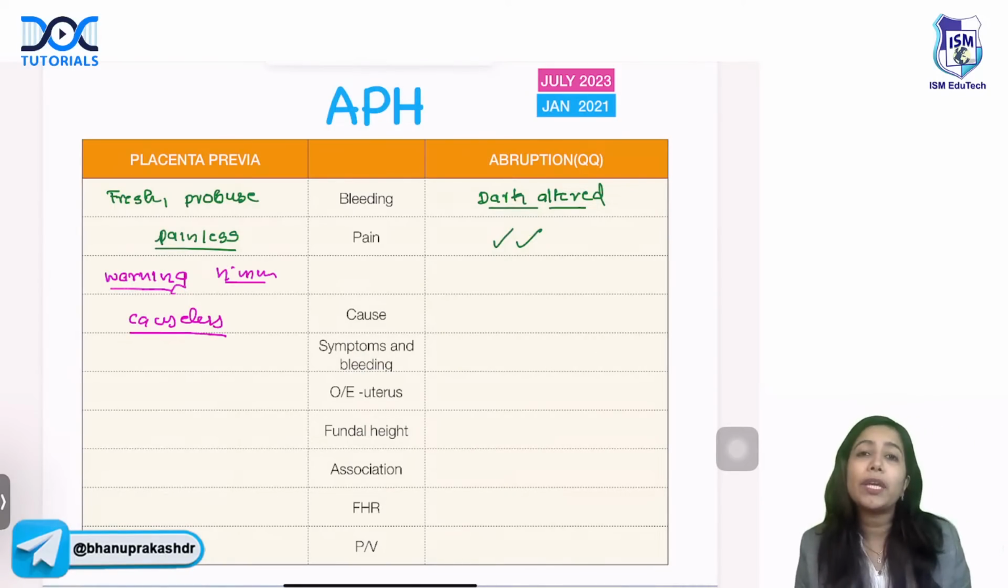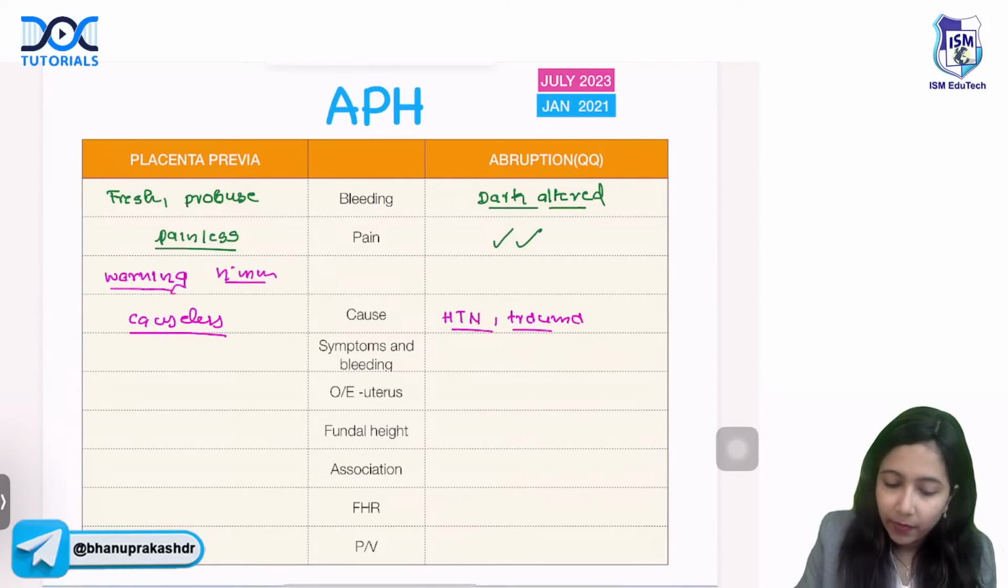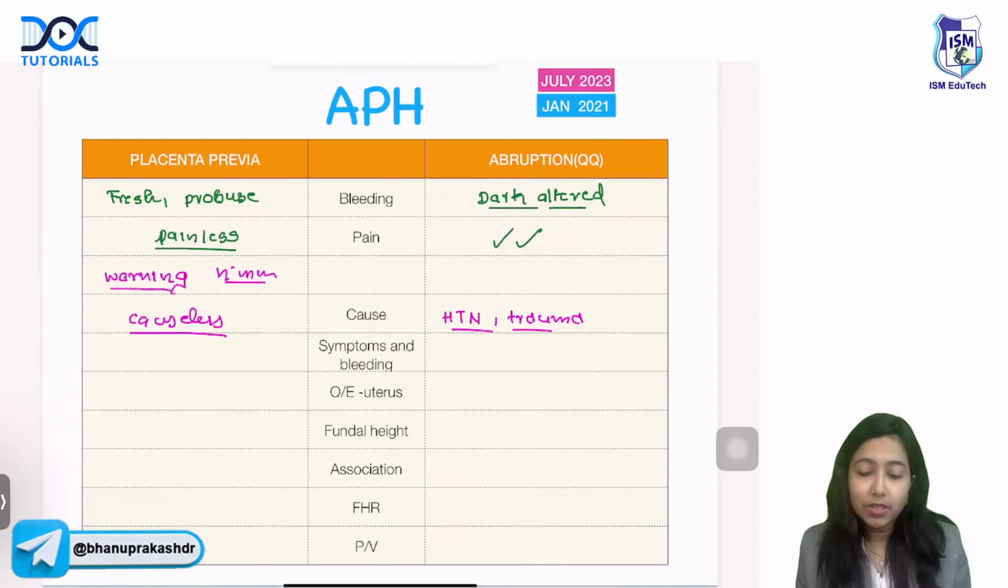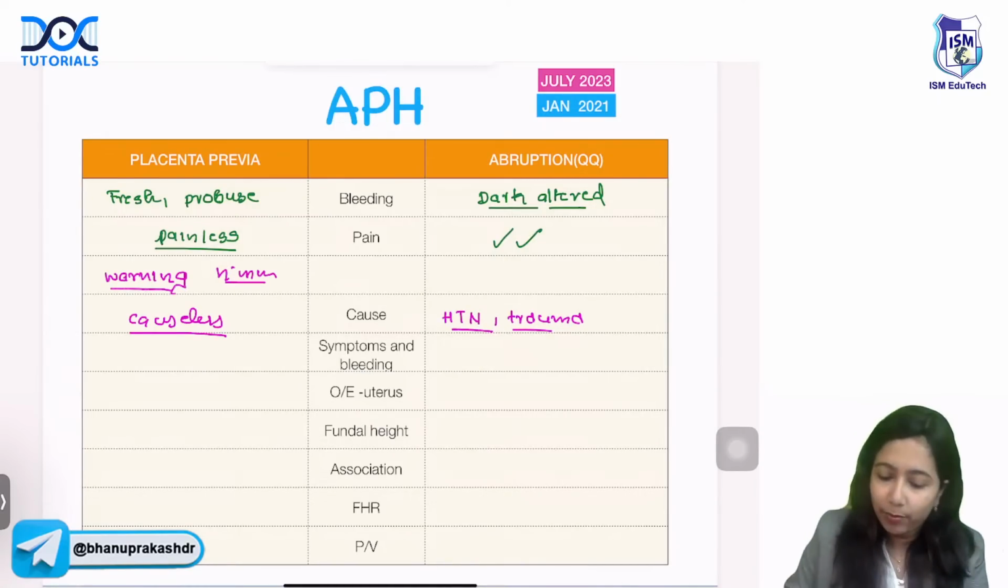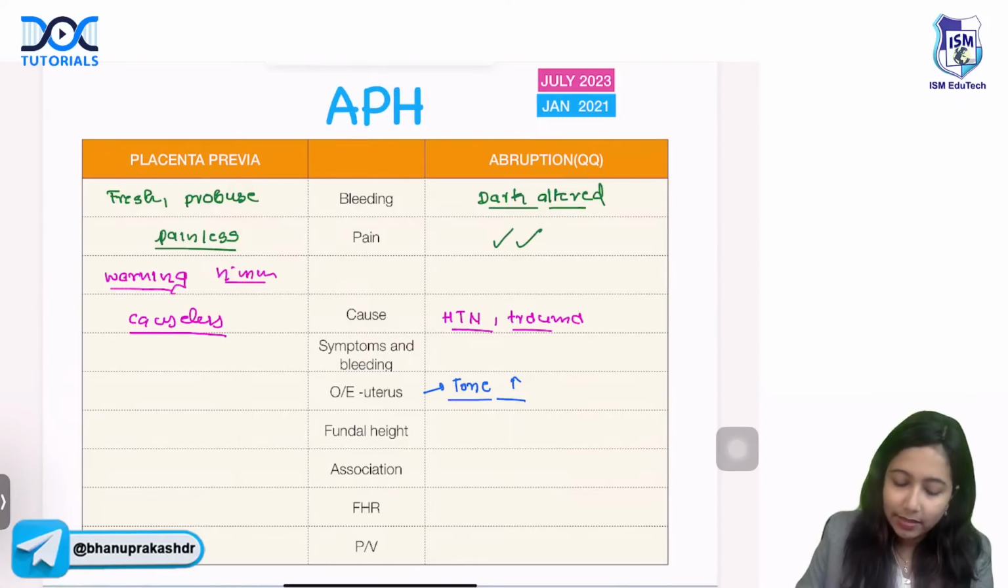Whereas in abruption, you can see some antecedent history, such as there could be hypertension, there could be history of trauma. As we discussed in the symptoms, the patient usually complains of antepartum hemorrhage, that is bleeding in the antenatal period. Along with that, pain is a differentiating feature which is present in abruption. Once you examine the patient, you will see that the tone of the uterus is increased in abruption, whereas in placenta previa, the tone is normal.